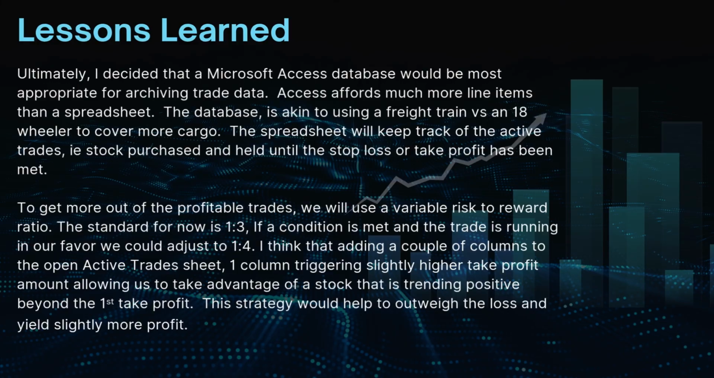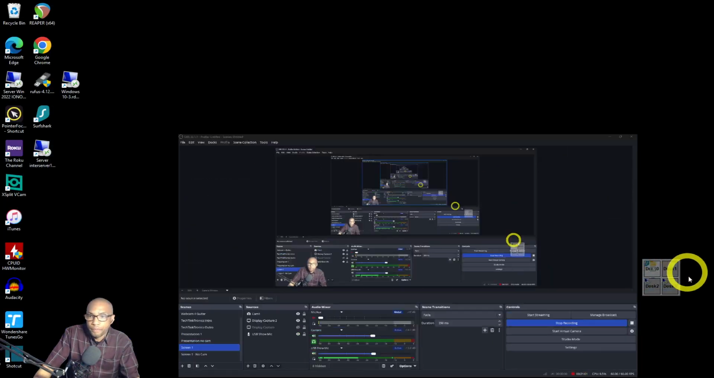This strategy would help to outweigh the loss and yield slightly more profit in the long term. And I love that, first of all, I created this for myself. In order for me to understand something, I've got to work on it and learn the math and such. Now, I want to show you how this variable risk to reward ratio works for me. So with that, I'm going to go to screen 1.